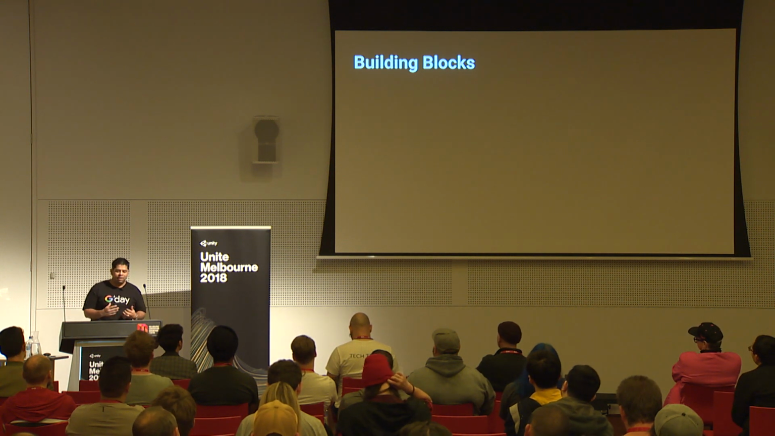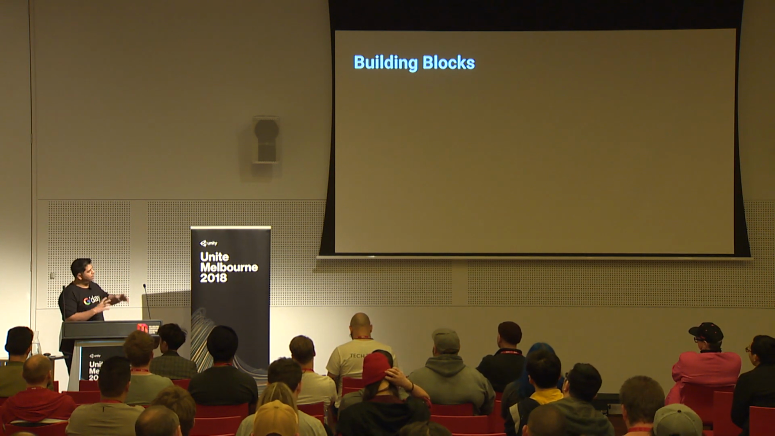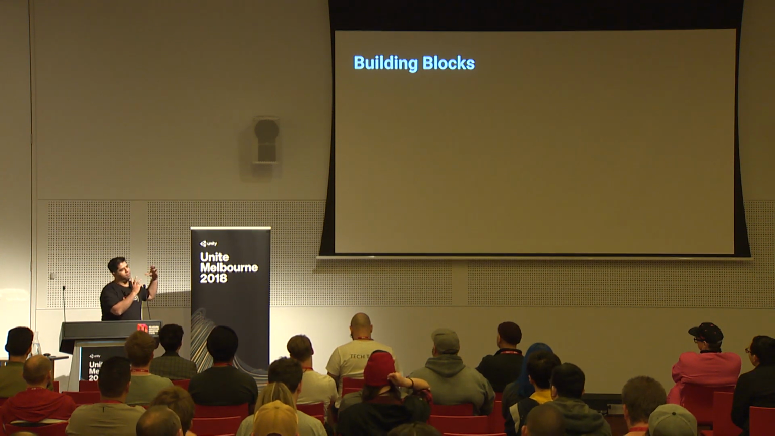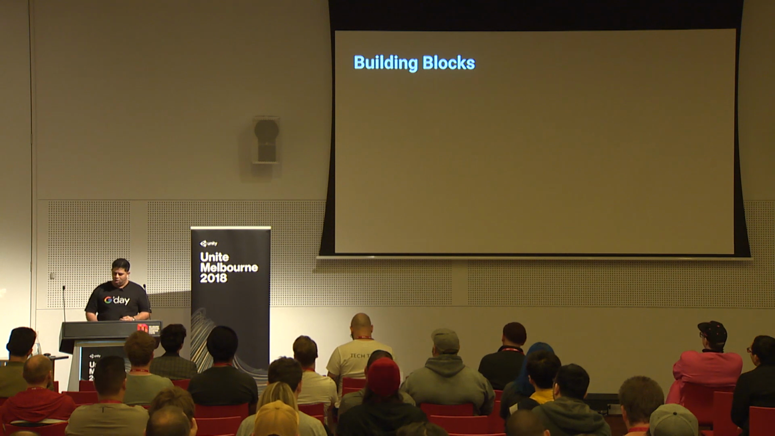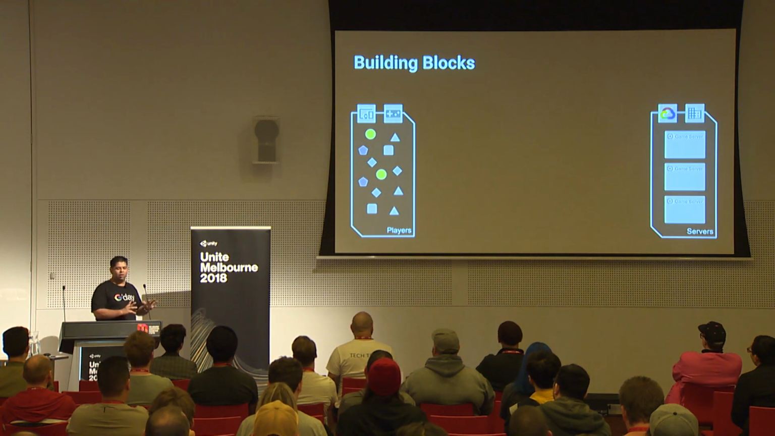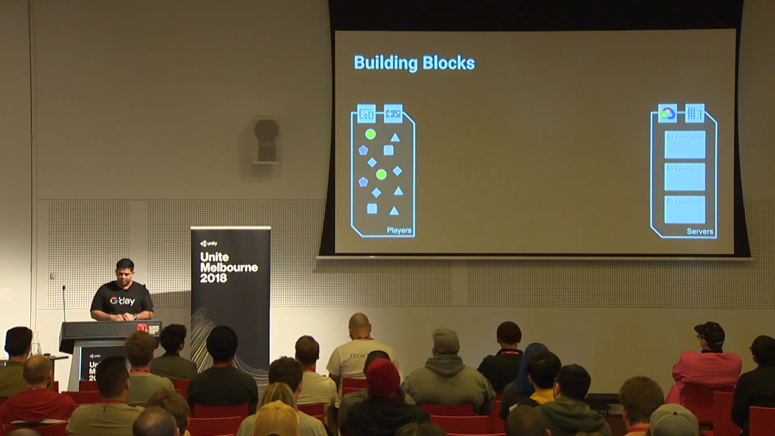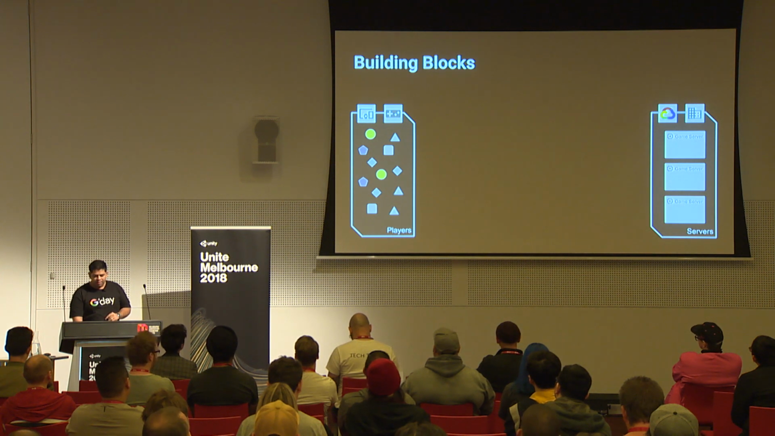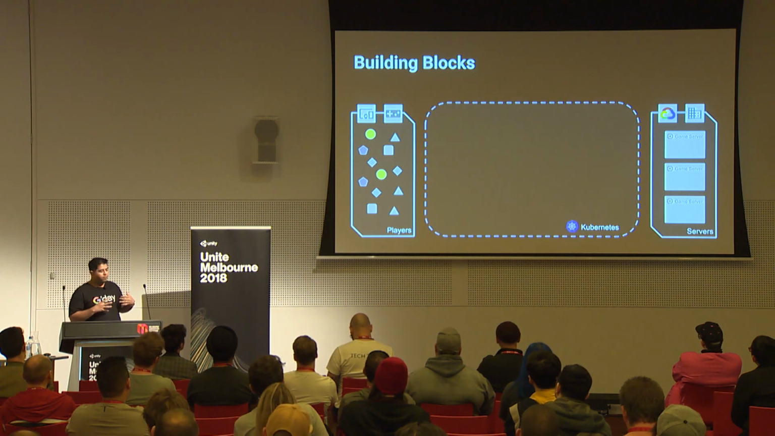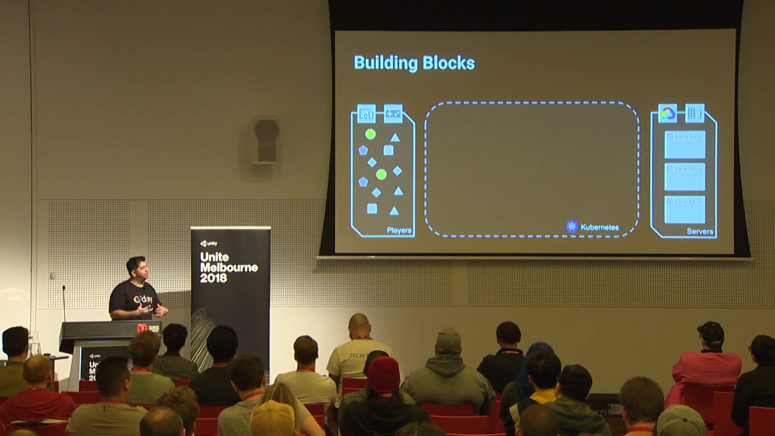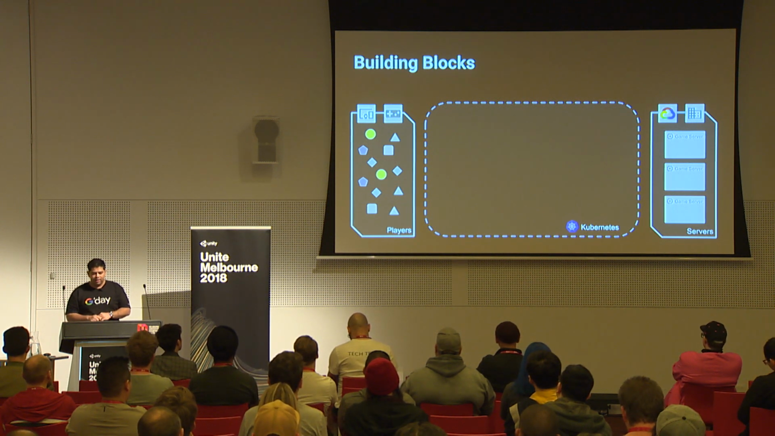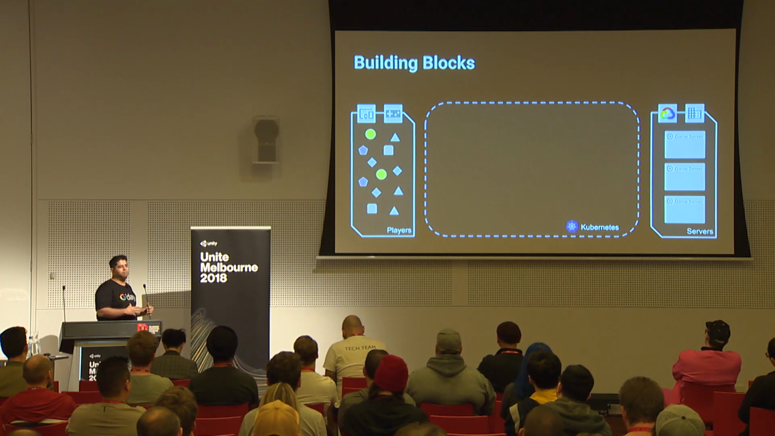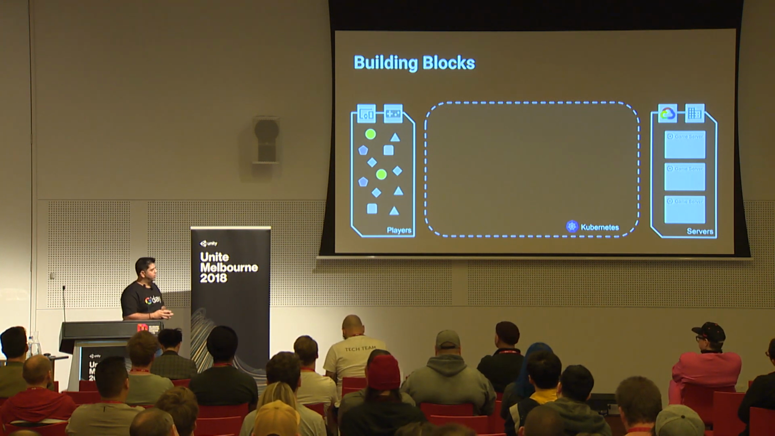So let's have a look at the main blocks of OpenMatch. As with a traditional matchmaker, OpenMatch assumes that you have players and you have servers. What we have done is built OpenMatch on top of Kubernetes. So that dotted line box there, that's where our components of OpenMatch exist.